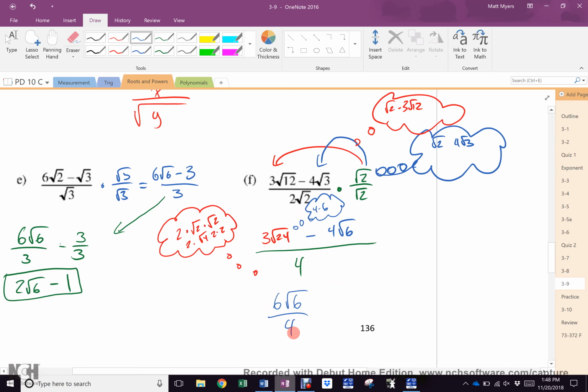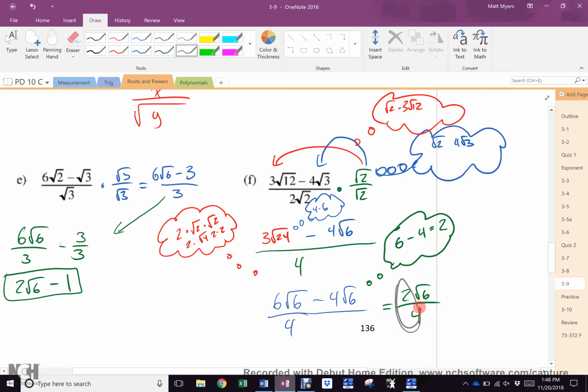So what do I got? 6 root 6 over 4 minus 4 root 6 over 4. Hey! 6 root 6s take away 4 root 6s? What's that? 2. So what's my new numerator? 2 root 6 over 4. Hey! 2 over 4 is what? 1 over 2. Would I ever write 1 root 6 over 2?